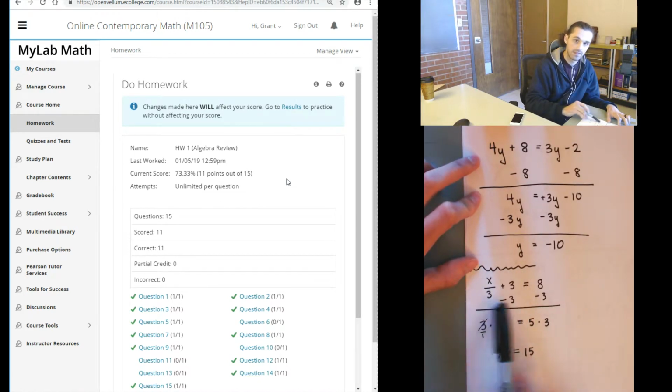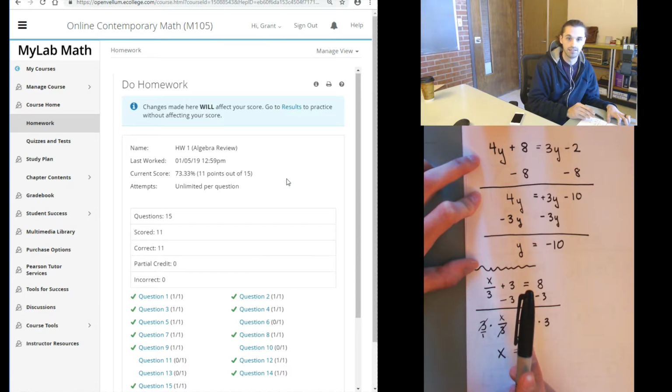This guy is a very similar beast. Recognize, collect constants with constants. So this plus 3, we want to get rid of it on the left-hand side of the equation. So we subtract 3. We also need to subtract 3 on the right-hand side of the equation. X divided by 3, and then you add 3 and subtract 3. Well, these two undo each other, leaving behind x over 3.